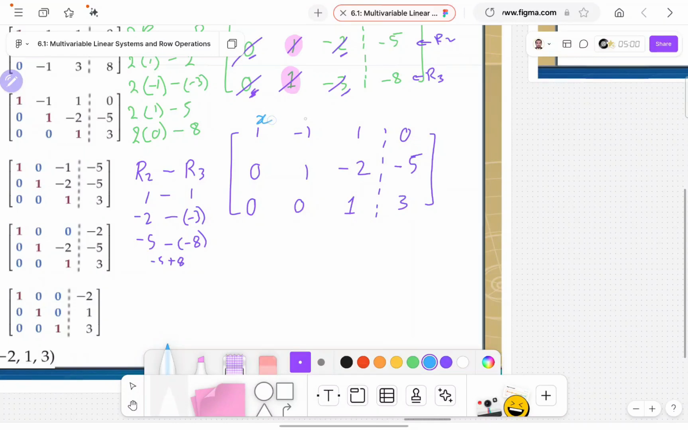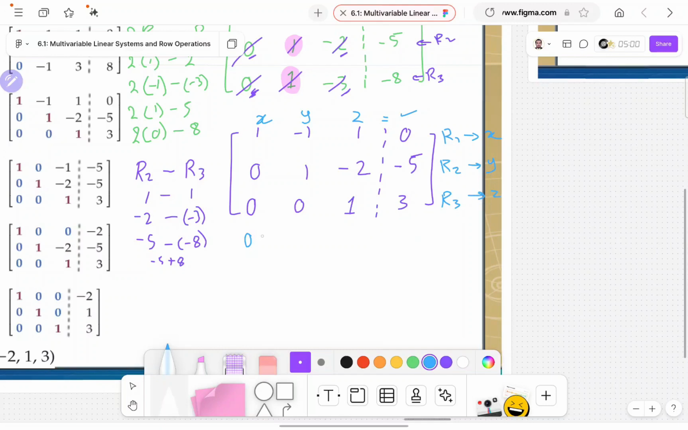Now this column is x, this column is y, this column is z, and this is the number after the equal sign. So what you have to do first is use row 3 to find z, use row 2 to find y, use row 1 to find x. So this gives you x, this gives you y, this gives you z.